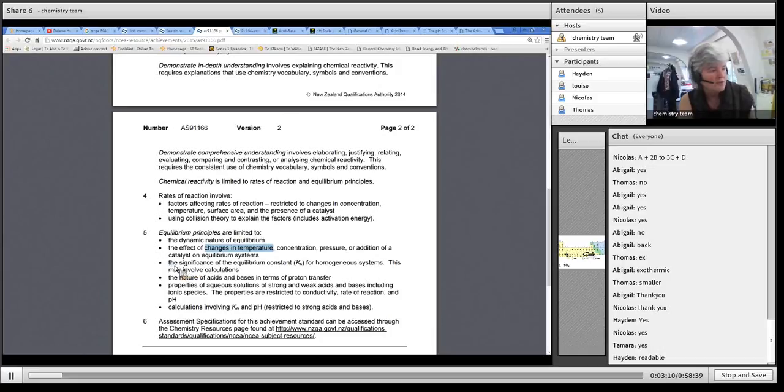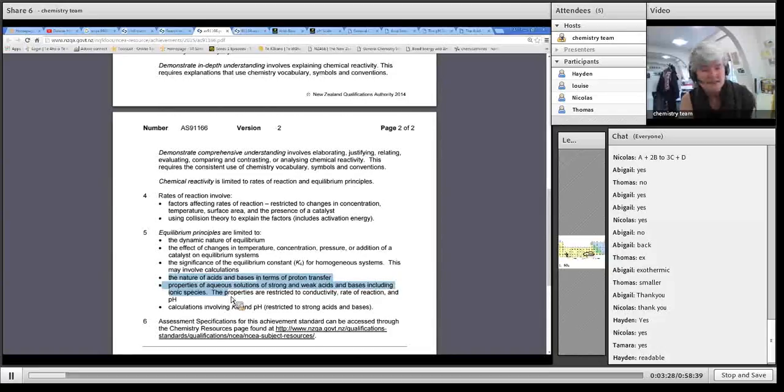We look at basic homogeneous solutions, which means everything must be in the same phase. So it'll be like a mixture of gases or a solution. You'll be looking at things like that. And this is what we are going to be doing in this lesson.